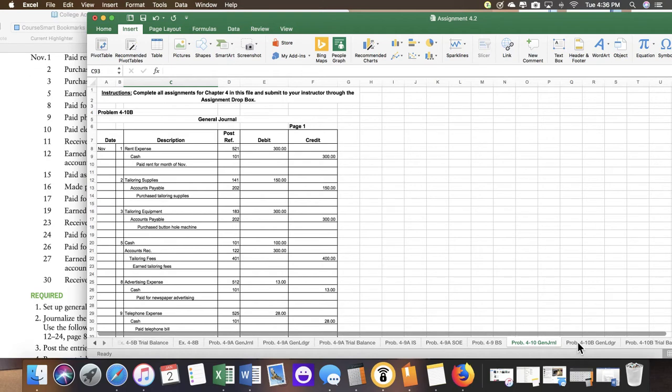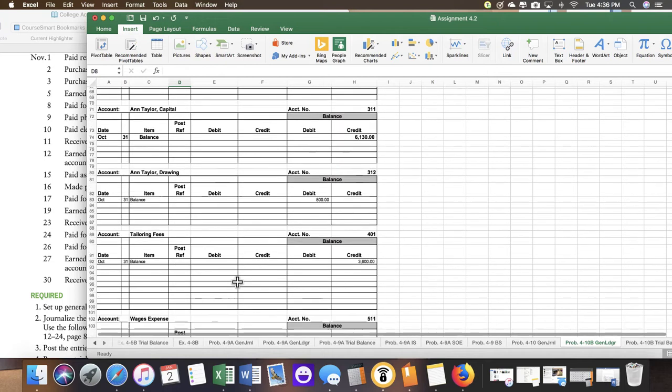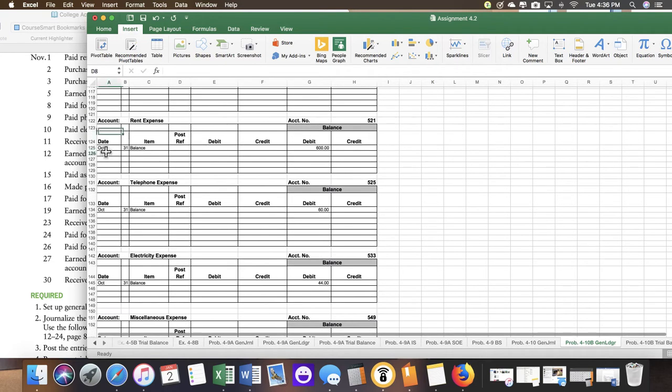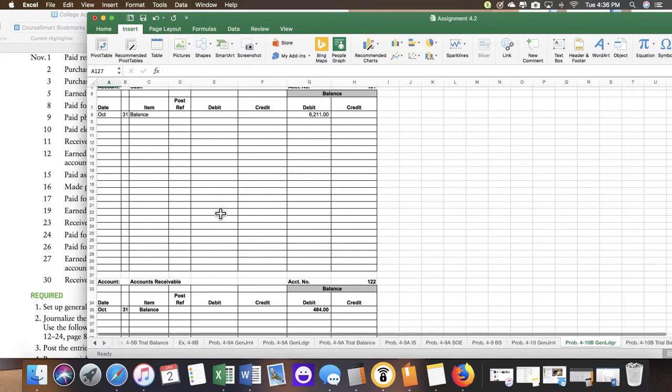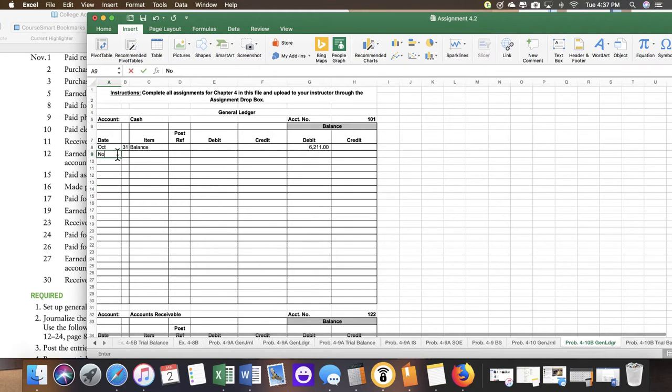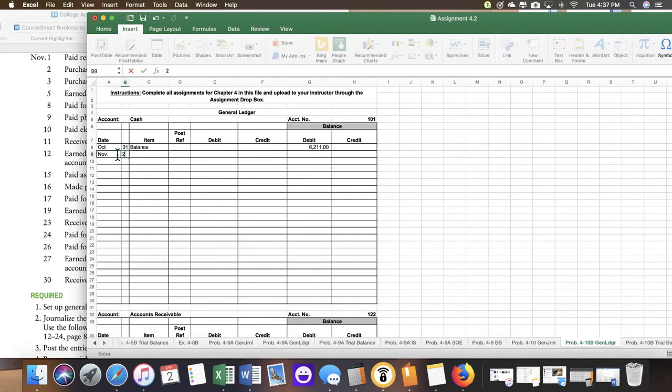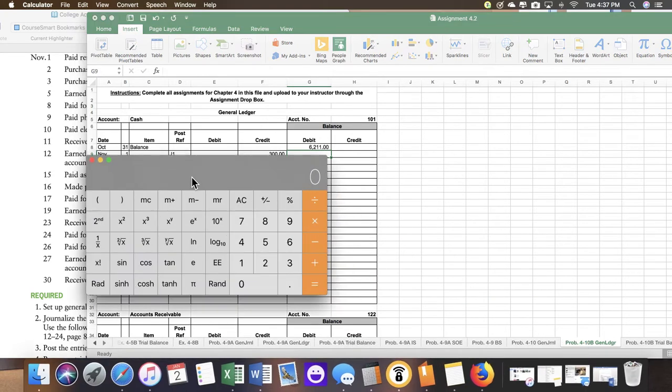We have rent expense on the 1st for $300. So we're going to go down to rent expense, November 1st, the page, and it was for $300. So we're going to add that to our pre-existing balance, and that's going to be $900 in that account. But then we also have to go up to cash. Remember, since we use the double entry method, each transaction will be entered twice. It's going to be a credit for $300 to show that we are decreasing our cash balance.